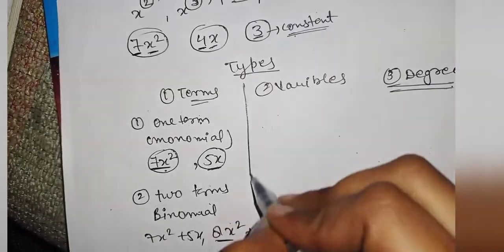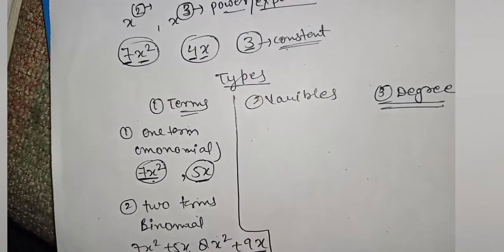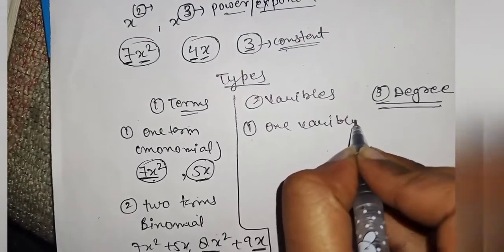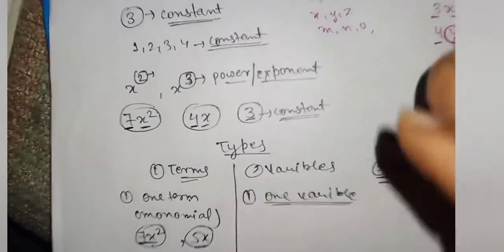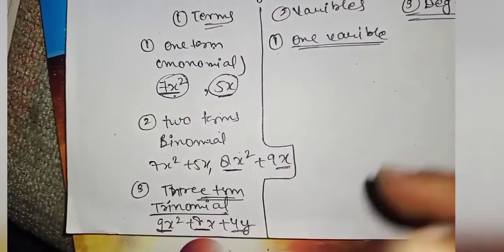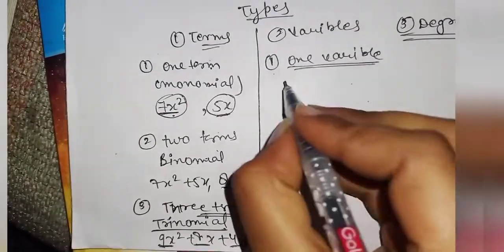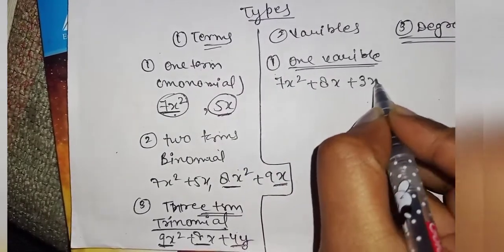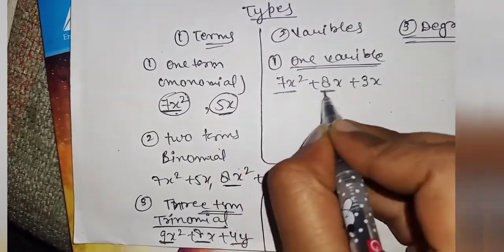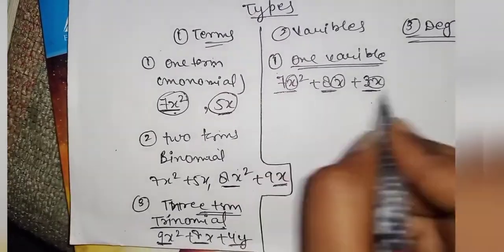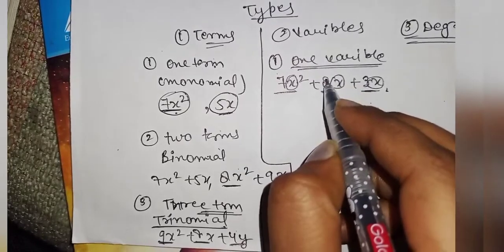Now move on to the next topic, that is variable. Variable is also of three types. One variable, as I already mentioned in previous content, variable about alphabets. So if there is only one alphabet in an equation, for example 7x square plus 8x plus 3x, so there are three terms in the equation, but the variable is only one, that is x. So this equation can be written as one variable equation.